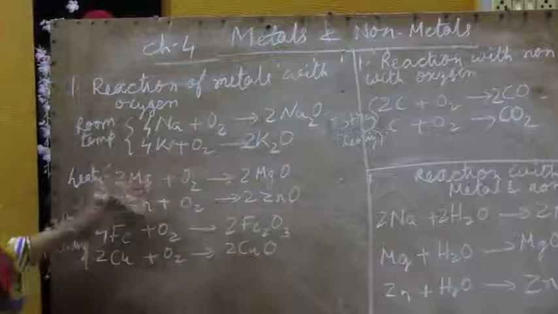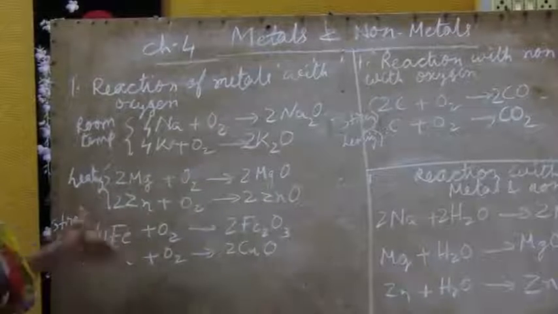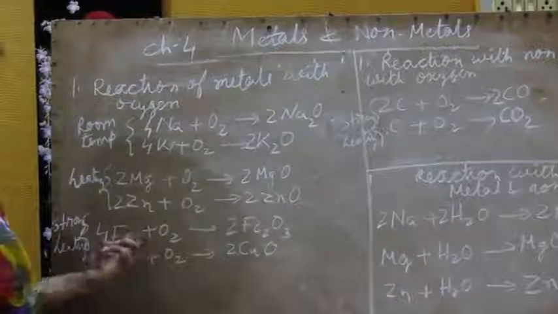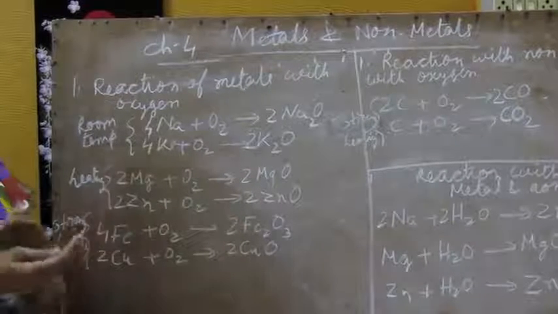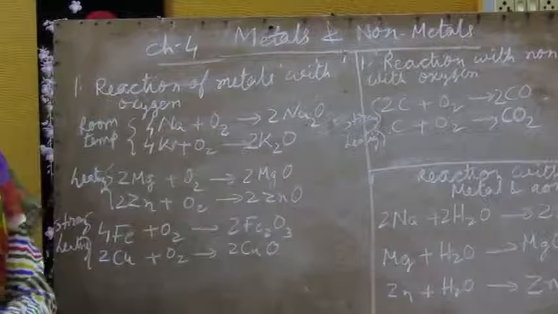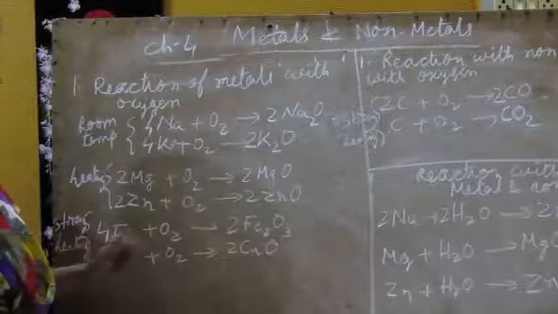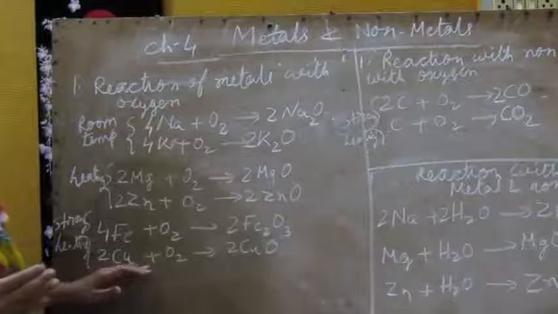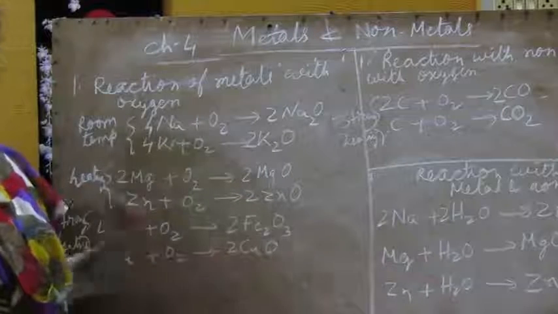In comparison to magnesium and zinc, iron and copper are less reactive. That's why when we combine iron, Fe, and oxygen, we have to heat strongly for a long time, and we get iron oxide. The same thing, copper is also a less reactive metal, so we have to heat for a long time, and we get copper oxide.